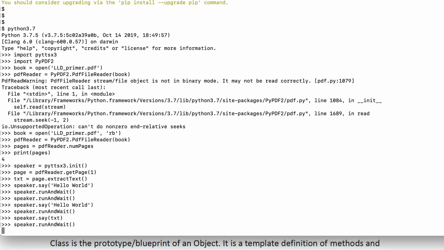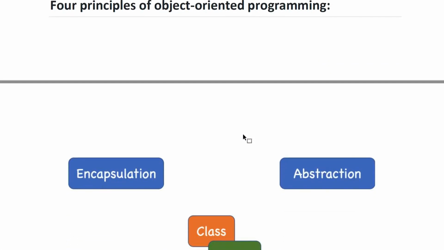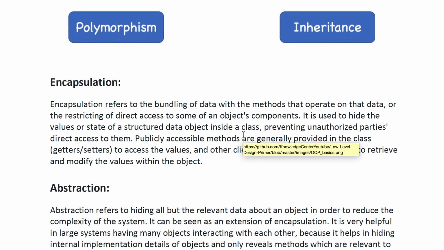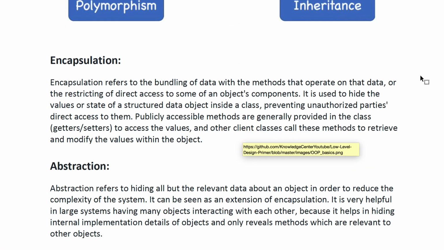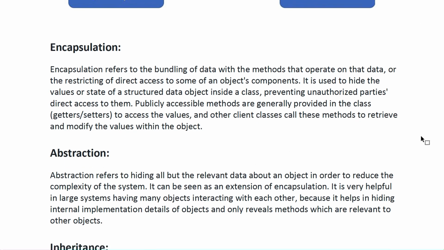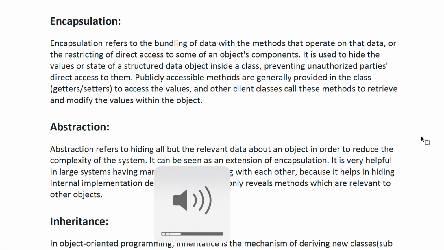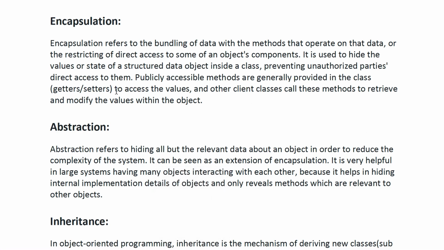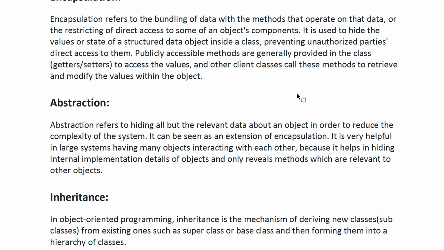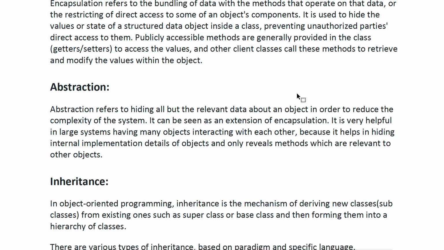Encapsulation. Encapsulation refers to the bundling of data with the methods that operate on that data, or the restricting of direct access to some of an object's components. It is used to hide the values or state of a structured data object inside a class, preventing unauthorized parties' direct access to them. Publicly accessible methods are generally provided in the class, getters and setters, to access the values, and other client classes call these methods to retrieve and modify the values within the object.